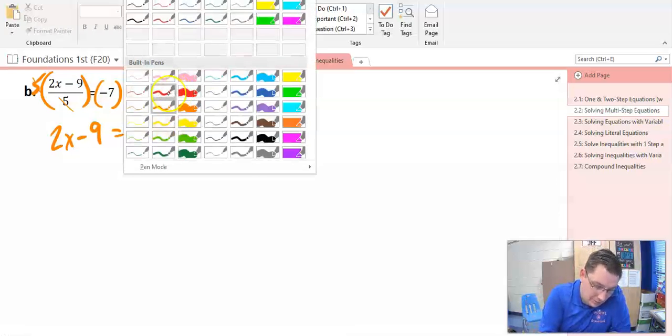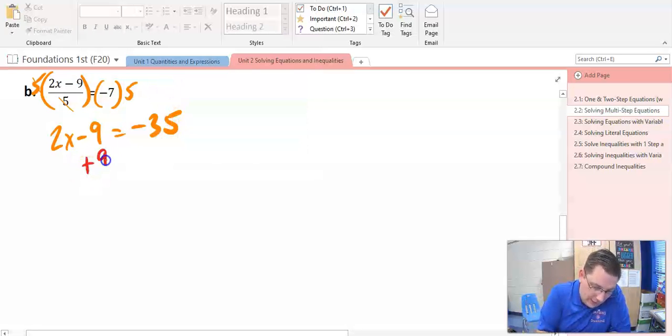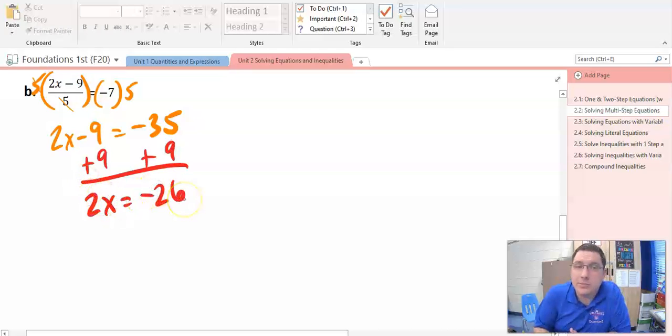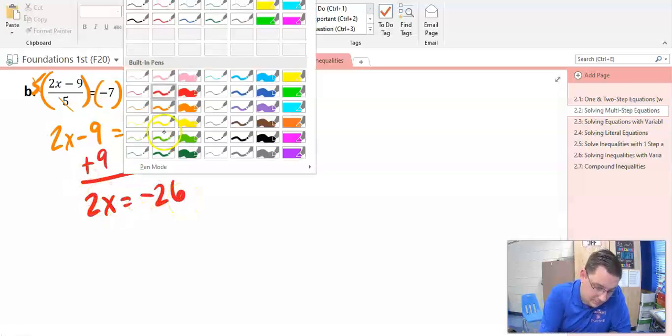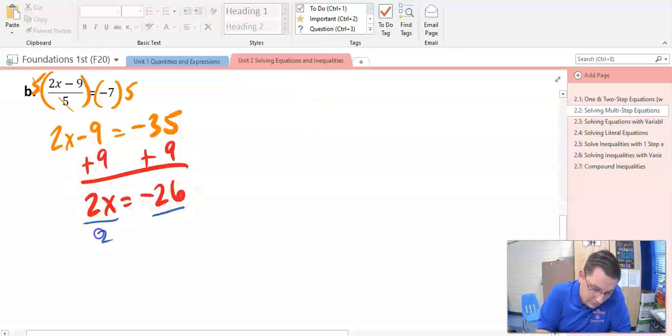From here, it looks like the problems that we looked at in section 1. And so we can add 9 to both sides. And we get that 2x is equal to negative 26. And then our final step, let's divide both sides by the 2. And we get that x is equal to negative 13.